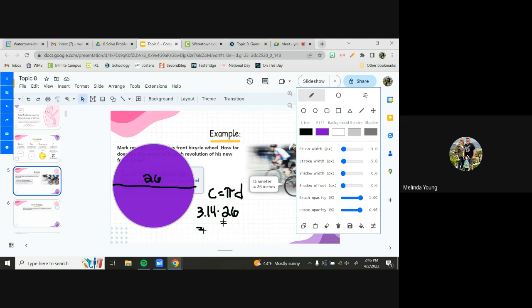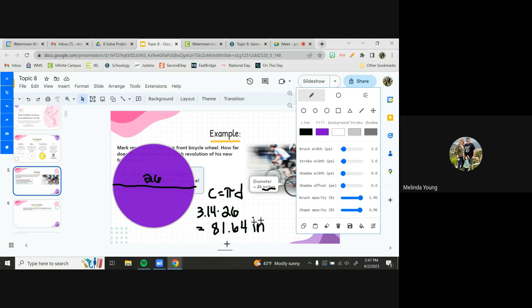Yep, 81.64. And it looks like we are measuring this in inches. Because it's circumference, I just say it's inches. Okay, so your answer would be 81.64 inches.